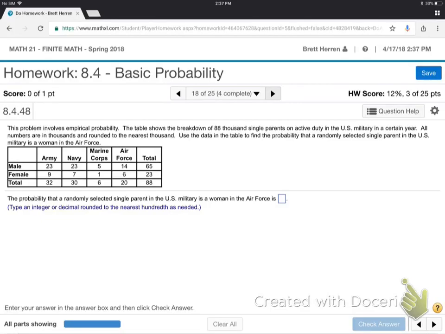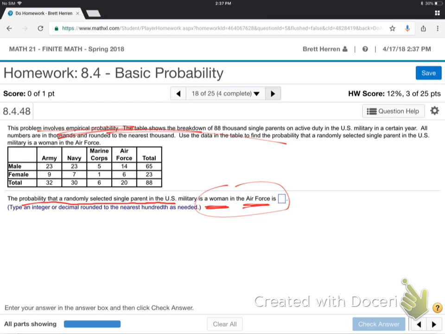Okay, they're going to give me these tables, and they say, here's all you really need. You don't need all these words. Who cares? Probability, single parent, woman is a woman in the Air Force. That's all you need, the table and this right here. You're going to pick somebody at random out of that group. What's the chance they're going to be a woman in the Air Force?